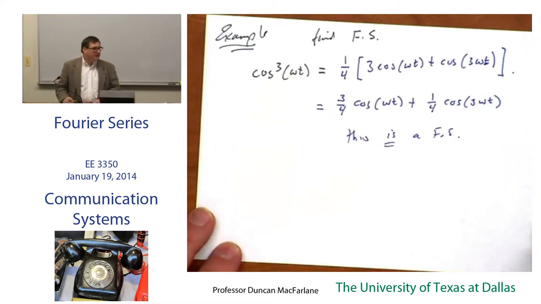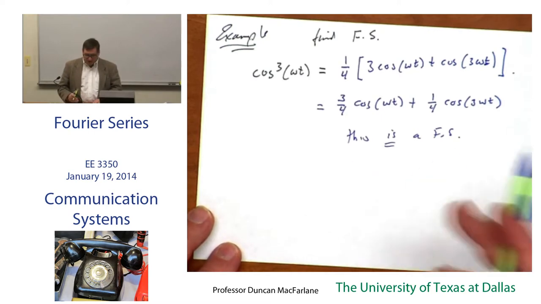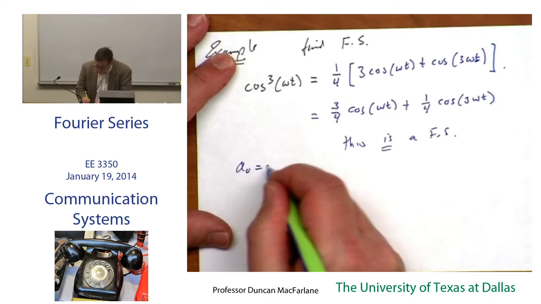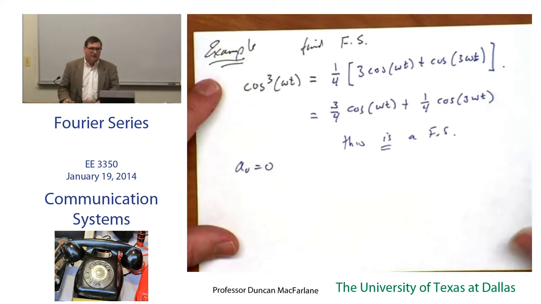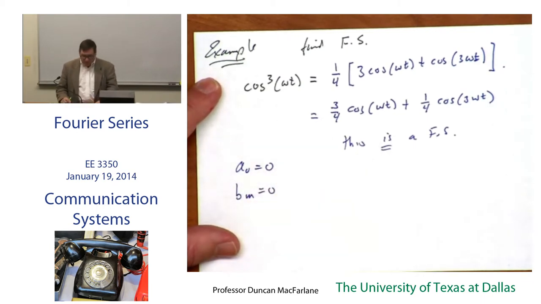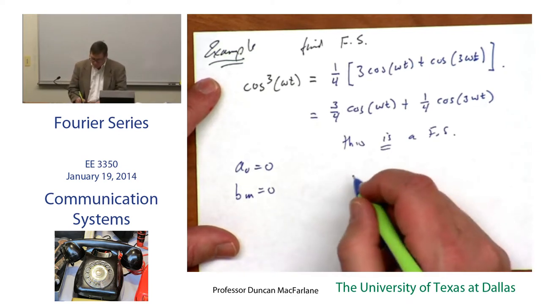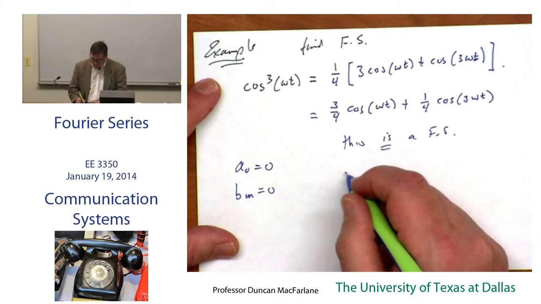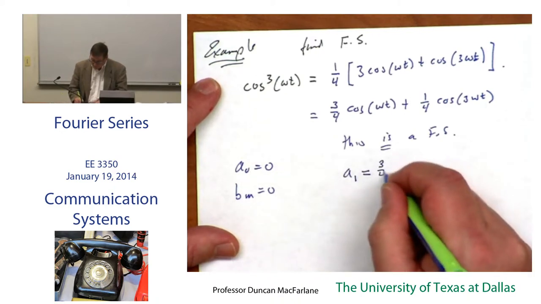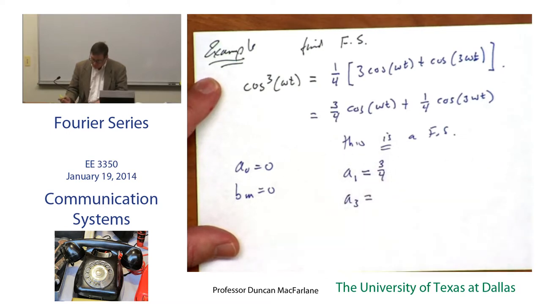The trick to the problem is recognizing a Fourier series when you see a Fourier series. So, what's A0 of this Fourier series? Good. What's any B sub M? Zero. Good. What are the two coefficients for the Fourier series? A sub 1 is equal to? Good. And A sub 3 is equal to? Perfect.